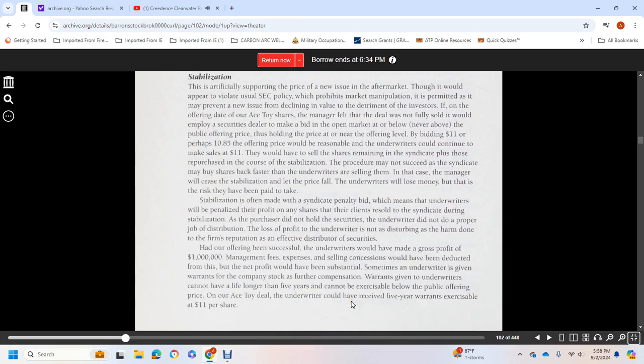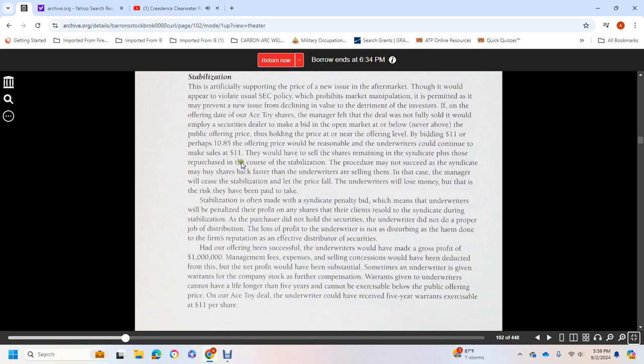Stabilization is artificially supporting the price of the new issue in the aftermarket. Though it would be a volatile period, Securities and Exchange Commission policy, which usually prohibits market manipulation, permits it, as it may prevent a new issue from declining in value to the detriment of the investor. If on the offering date of the Ace Toy shares the manager fell short with the deal and it was not fully sold, it would employ the security dealer to make a bid on the open market below but never above the public offering price. To hold the price near the offering level, bidding at $11 or perhaps $10.85 of the offering price would be reasonable.